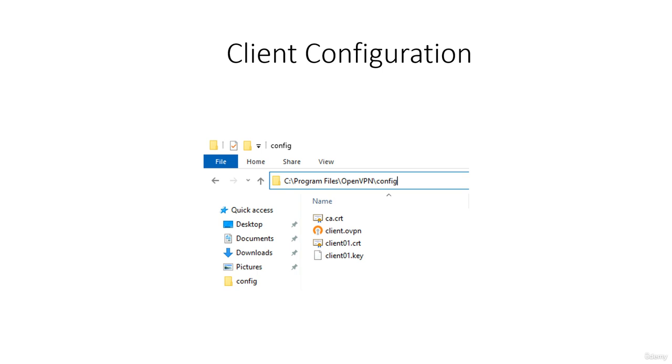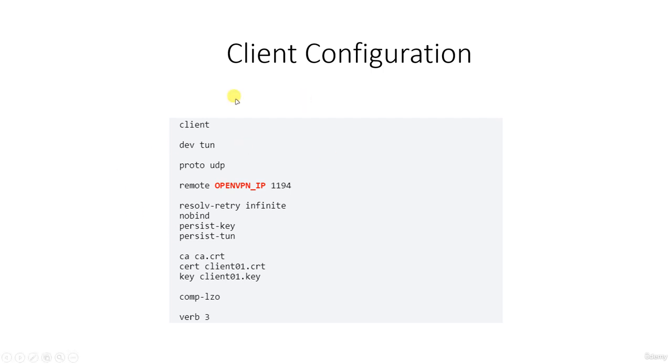And then similarly we are going to open our client configuration file, which is the client.ovpn file, with administrator rights, like we did for the server. Just edit it like this. You need to set the remote OpenVPN IP and port, which is 1194. Make sure you edit all of those like this and save, because this is the configuration file that we need to establish a connection.